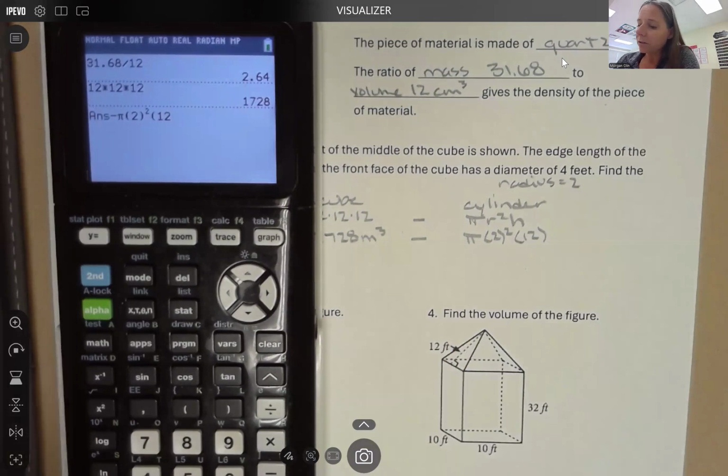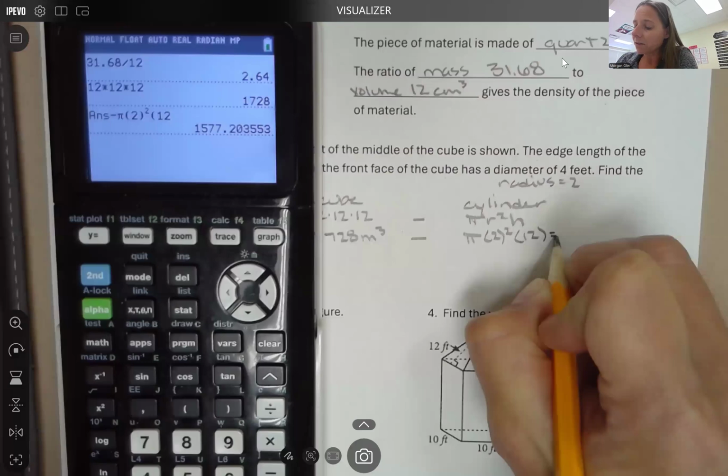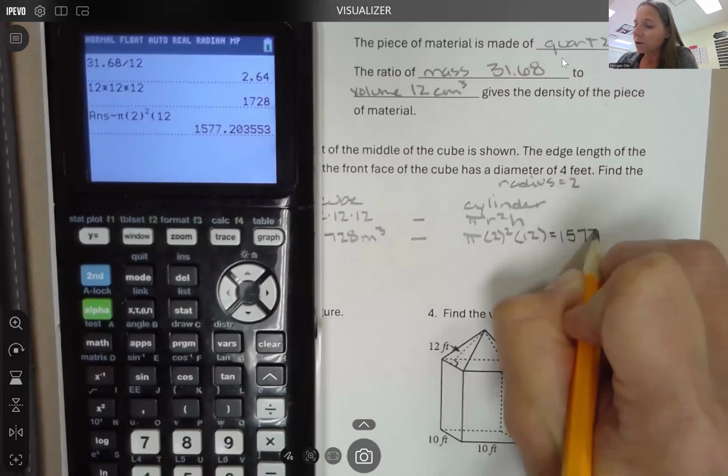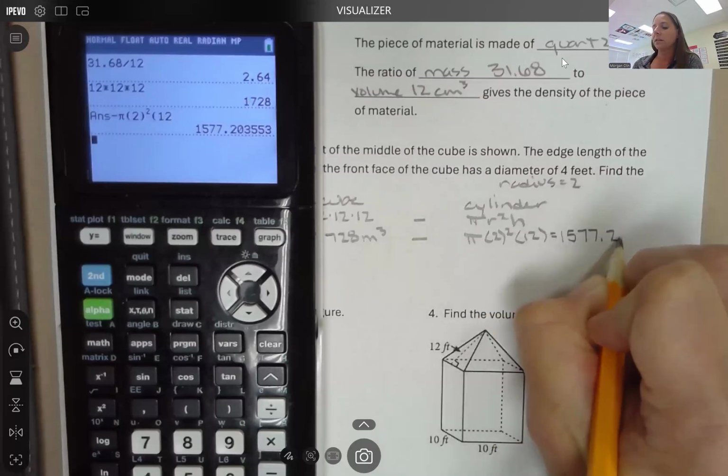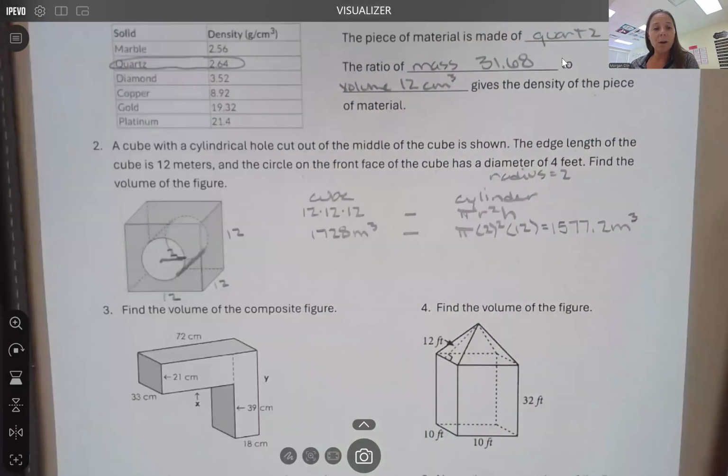So I said we're going to round to the nearest tenth, so that's 1 decimal place. So 1577.2 meters cubed. All right, to the nearest tenth is 1 decimal place. All right, moving right along.